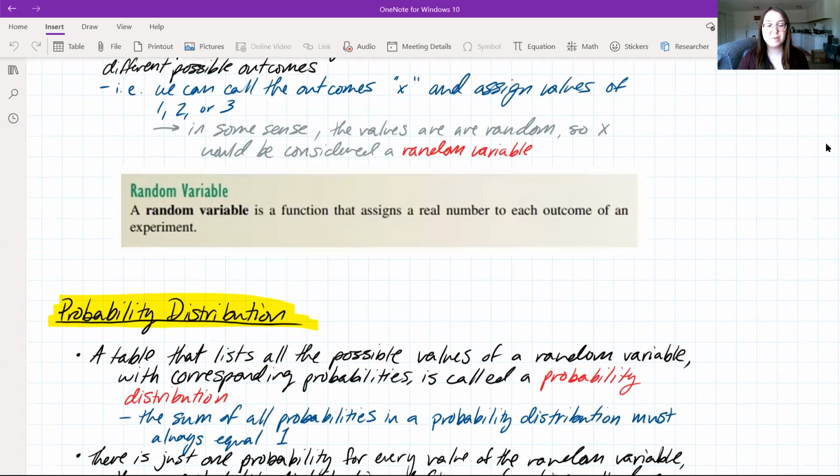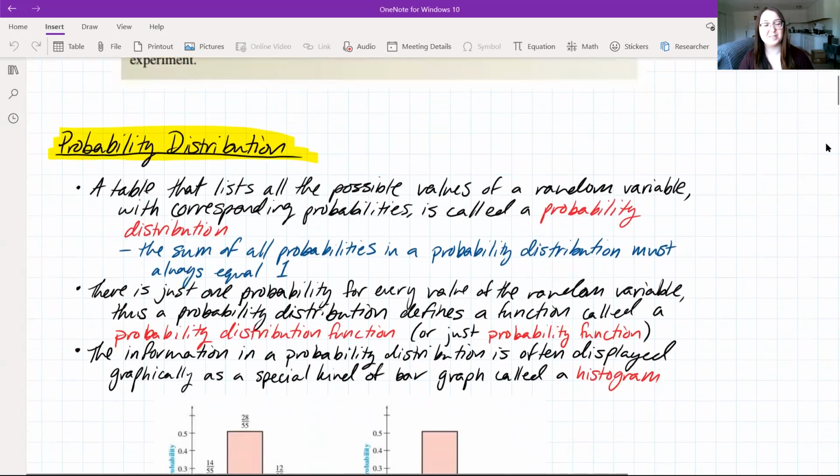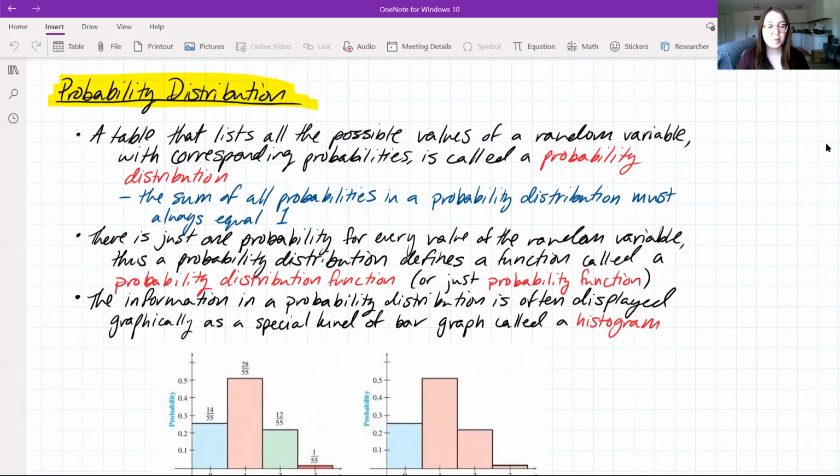All right, so a random variable is a function that assigns a real number to each outcome of an experiment. So that's exactly what we just talked about. So if we have our probability distribution now, it's going to be a table that lists all the possible values of a random variable with corresponding probabilities, and it's going to be called the probability distribution. So we have all the different numerical values that we have assigned our outcomes, and then we have the corresponding probabilities that they will occur. So once we have this, this is called a probability distribution.